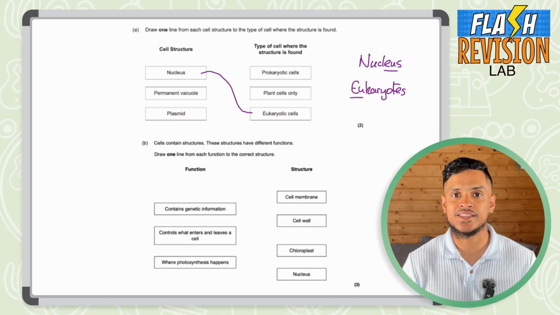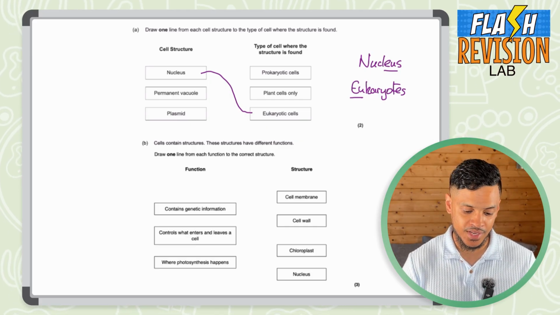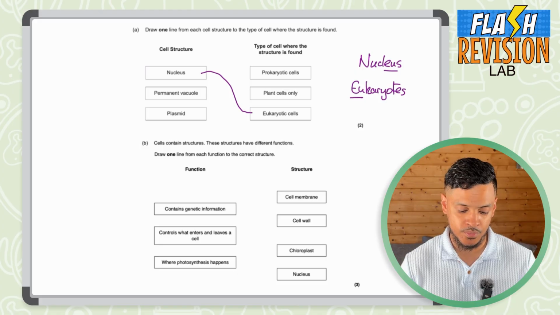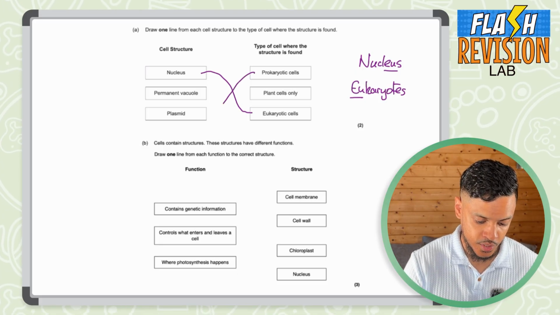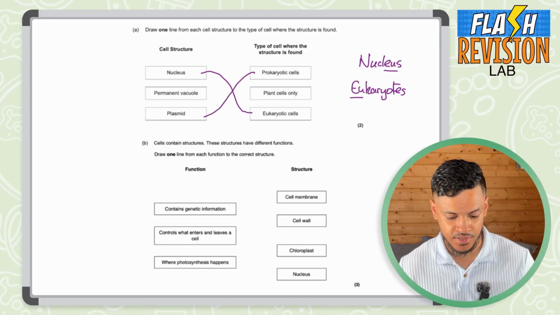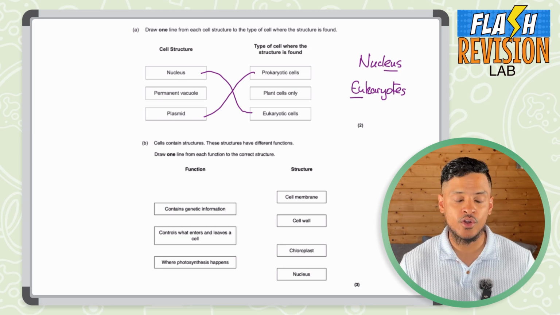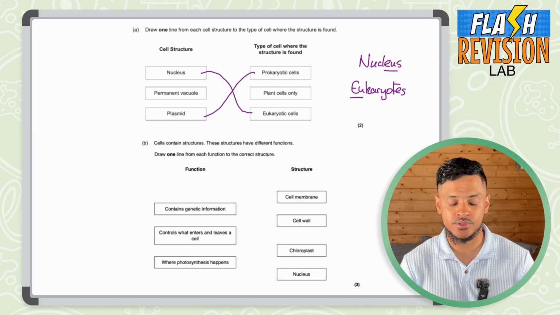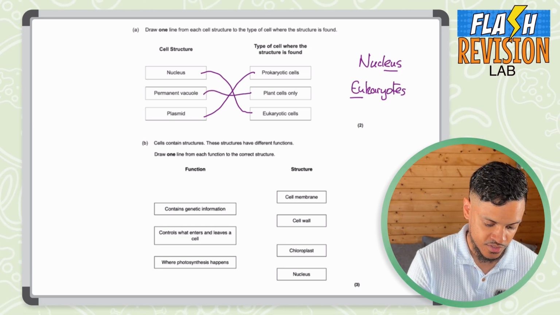For prokaryotic cells, the genetic material is not found in the nucleus. Instead, it's floating around in the cytoplasm or found in rings, and we call those plasmids. So that's the next answer. Plant cells are the only ones that have a permanent vacuole. So that's their store of sugars and salt solution.